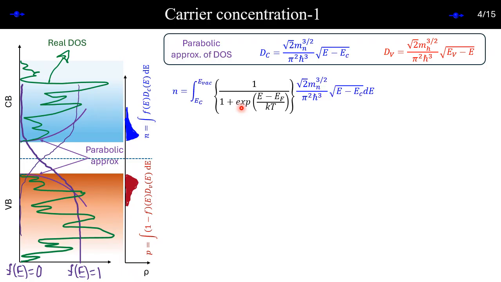We need to essentially do this integration. If we are interested in finding the number of electrons, we need to start from the conduction band minimum, say this is EC, all the way to vacuum. Here we are assuming this goes all the way to vacuum, but it doesn't matter, because the Fermi function is 0 for higher values, so it will not blow up.